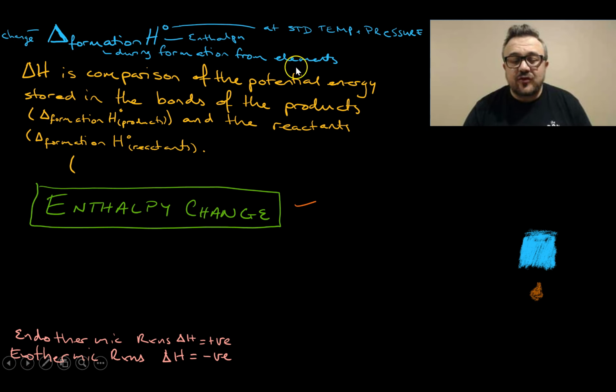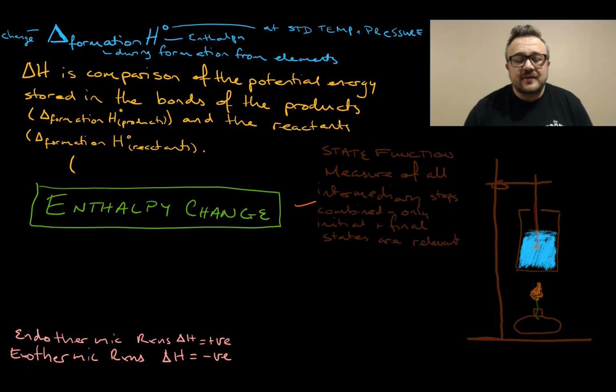So in delta H, the delta means change, and the f means formation. This means during the formation of elements, and H means enthalpy, at standard temperature and pressure. In other words, that's what the little zero or degree symbol means. So to calculate the enthalpy change, we're going to use the enthalpies of formation of all of our reactants and products, and we can just look these up in tables.